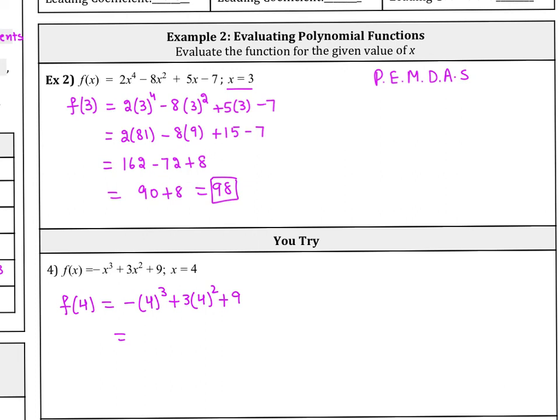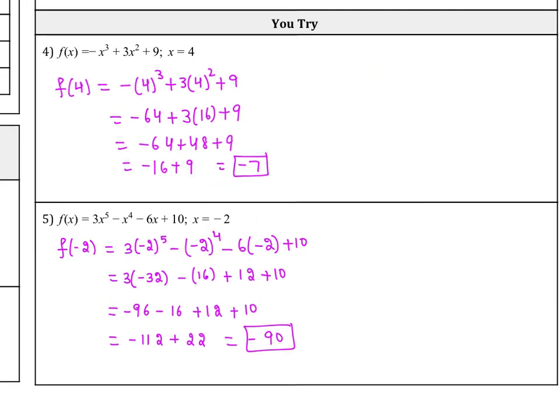4 to the power 3 is 64, and there is a negative in front, so negative 64. 3 times 16 plus 9, that's negative 64 plus 48 plus 9. So that's going to be negative 16 plus 9, and the answer is negative 7. So next, number 5, we are going to plug in the x value equals negative 2 into the function.